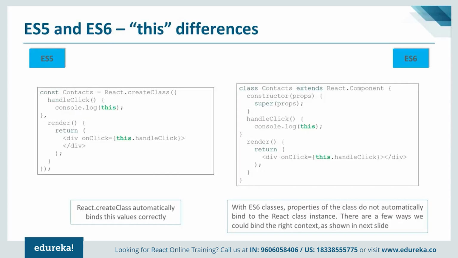This is the fourth difference, the this differences. So react.create class automatically binds this values correctly. So as you can see, this.handleClick and the values get bound. But there is trickier code in ES6. With ES6 classes, properties of the class do not automatically bind to the React class instance. There are two ways in which we can bind the right context, which we'll see in the next slide.